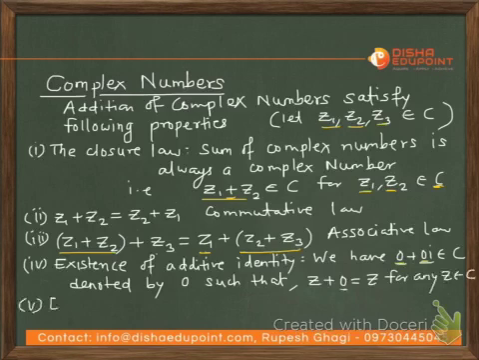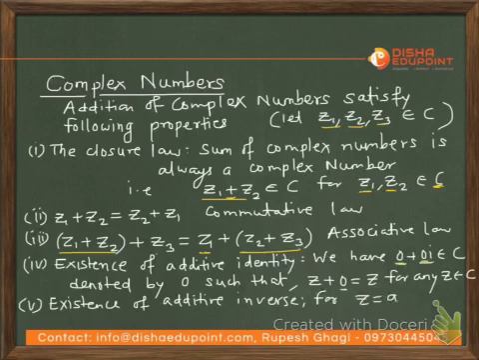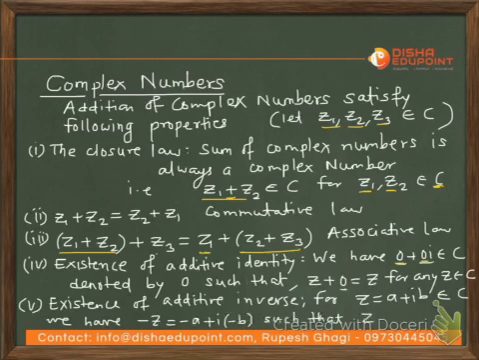Now the last property is the existence of the additive inverse. So for z equal to a plus ib, which is a complex number, we have another complex number minus z, which is minus a plus i into minus b. This is a number such that z plus minus z will give us 0.